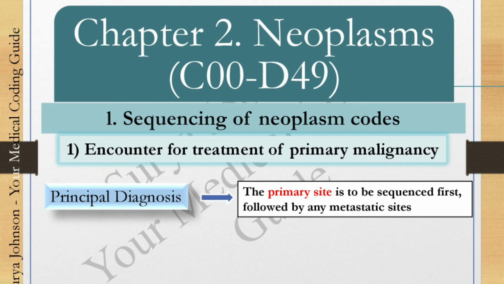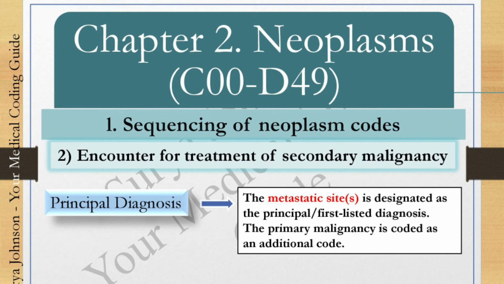The first one under the sequencing of neoplasm codes is encounter for treatment of primary malignancy. So the primary site is to be sequenced first, followed by any other metastatic sites, because the treatment is for the primary malignancy. The next one is encounter for treatment of secondary malignancy. In this scenario, the principal diagnosis will be the metastatic site, which is a secondary malignancy. Then the primary malignancy should be coded as the secondary diagnosis.